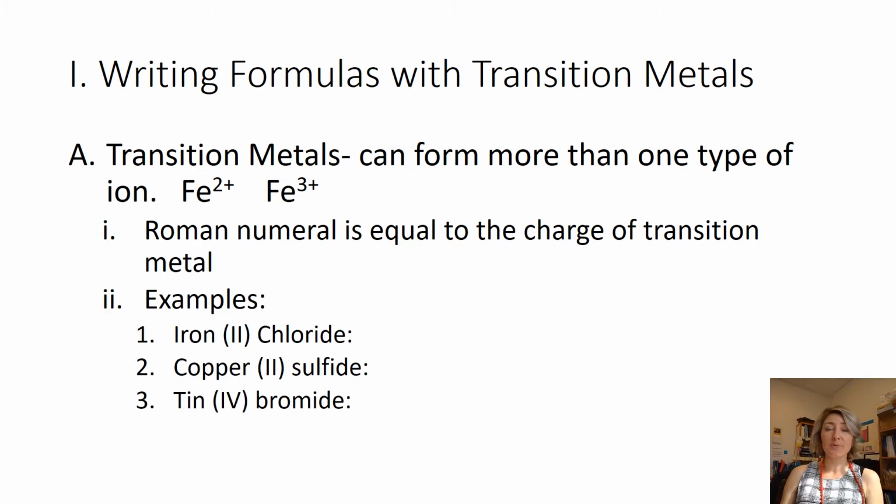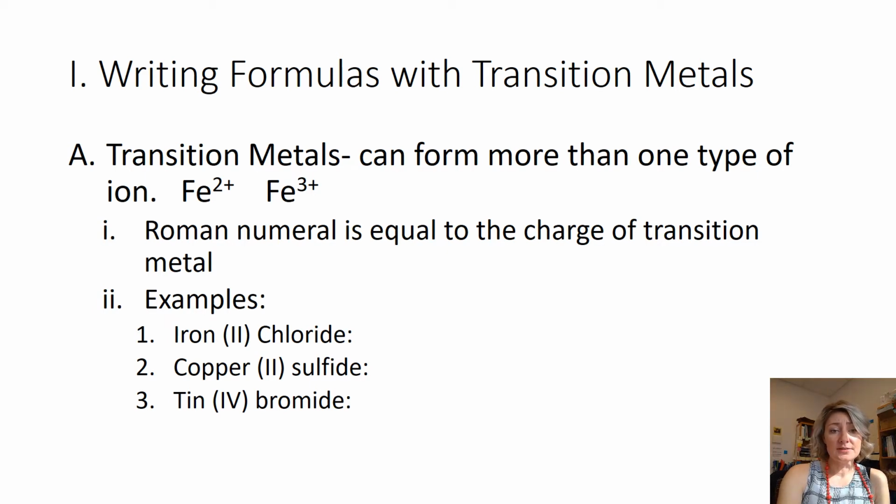So here are some examples, and we're going to work through these. We're going to use our previous rules. I'm not going to go through the previous rules on ionic bonding, how to write a formula for those, because the rules are the same. We're just going to practice with these names that now have Roman numerals.